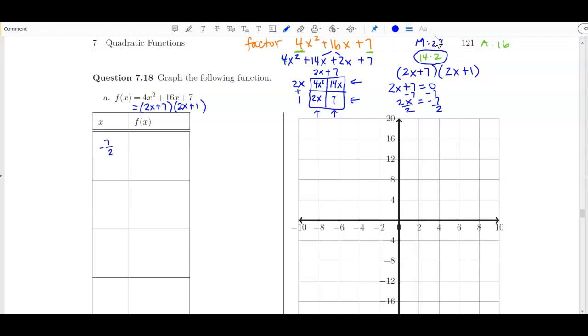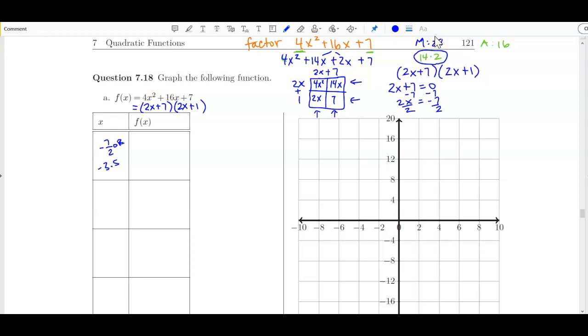And if you want to change that to a decimal instead, I'm totally fine with that. That would be negative 3.5. It's up to you. Some people like working with fractions, other people like working with decimals. It doesn't matter to me. Just make sure that it's something that works for you.